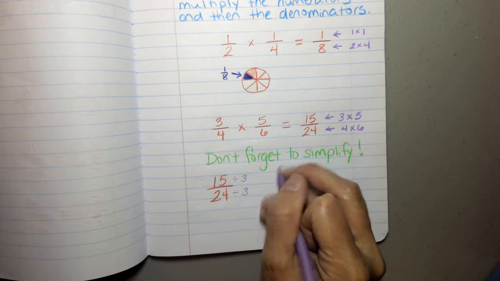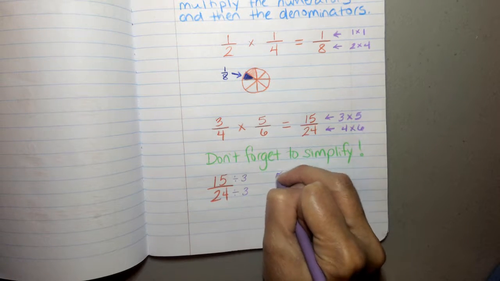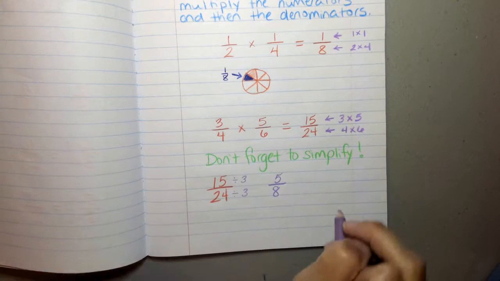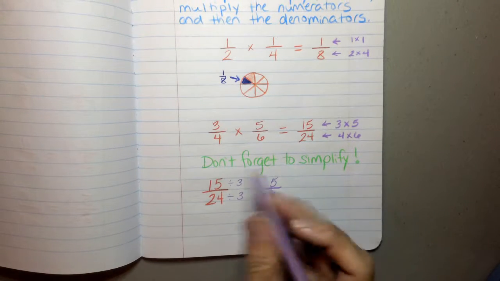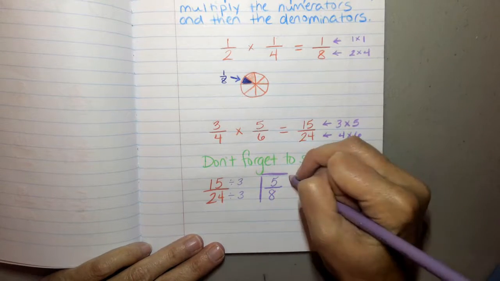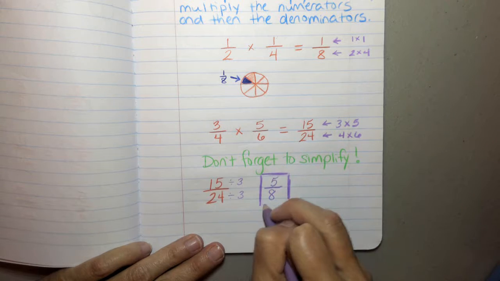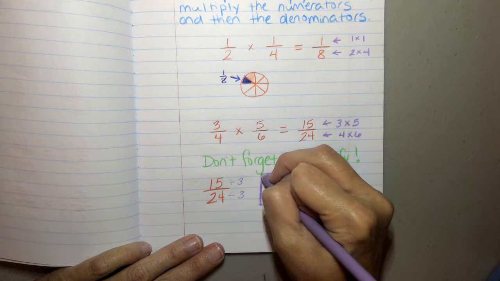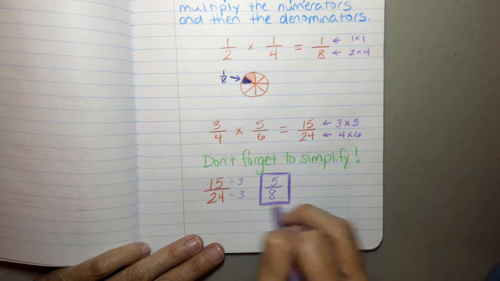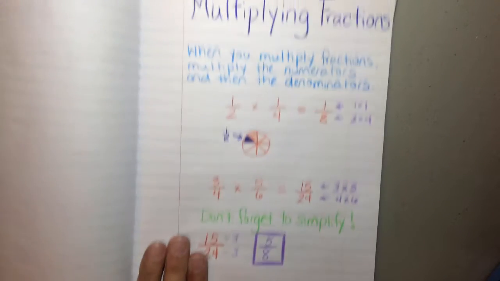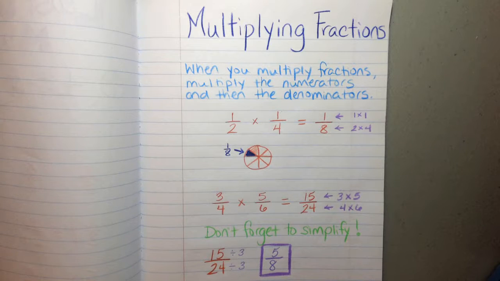So 15 divided by 3 is 5. And 24 divided by 3 is 8. And there is nothing that both 5 and 8 can be divided by. Aside from anything else, 5 is prime, so you know that it can only be divided by itself or 1, and 8 is not a multiple of 5, so there you go. 15/24ths equals 5/8. And that is how you multiply fractions.